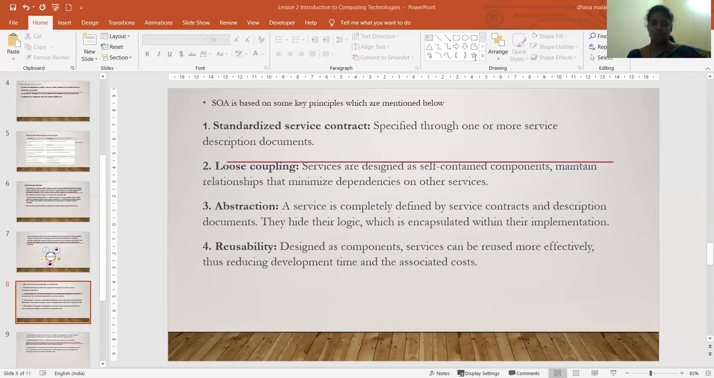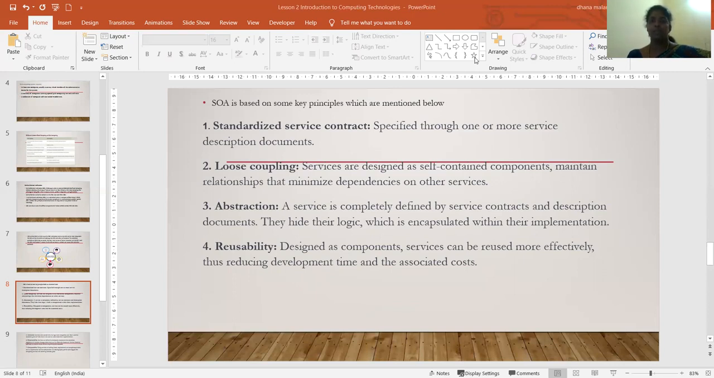Guiding principles of service-oriented architecture. Standardized service contract. A service adheres to a service description. A service must have some sort of description which describes what the service is about. This makes it easier for client applications to understand what the service does. Loose coupling, less dependency on each other.